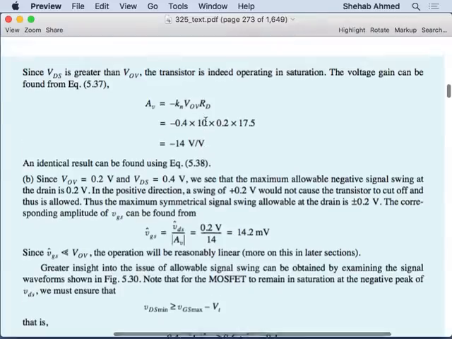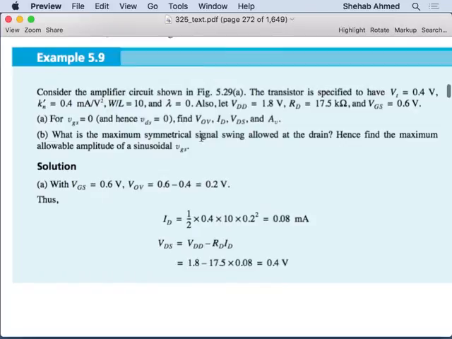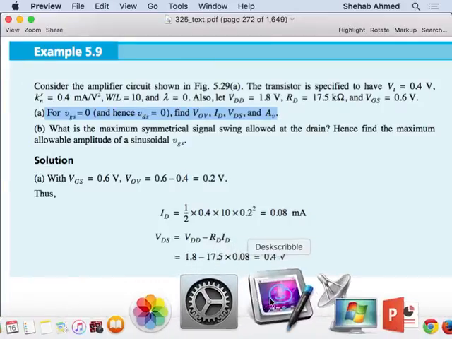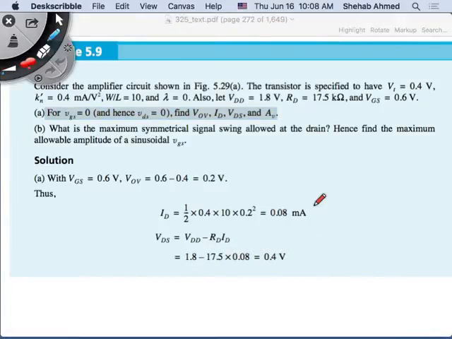Okay. So everything in A is done. Part B: what is the maximum symmetrical swing allowed at the drain? Here we have already defined the DC operating point. Part A defined the DC operating point, which means I'm somewhere on my voltage transfer characteristic. I'm somewhere here. I've defined that by part A.